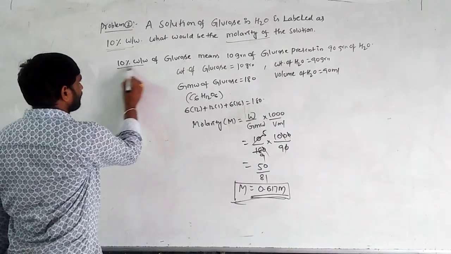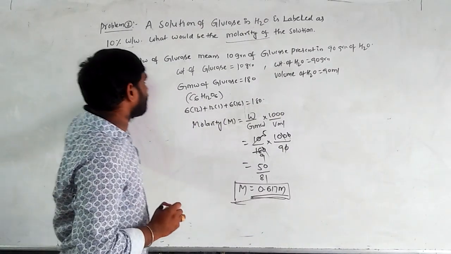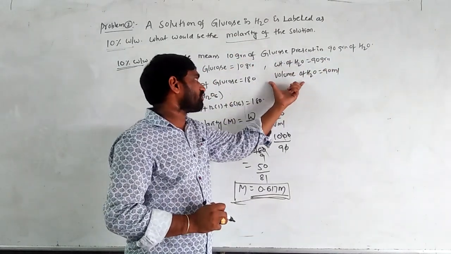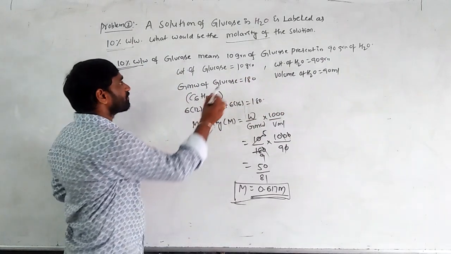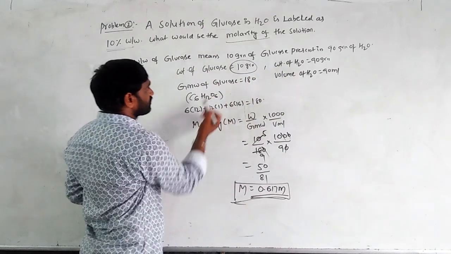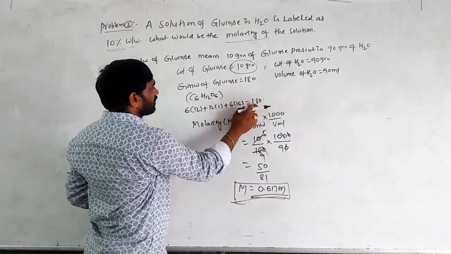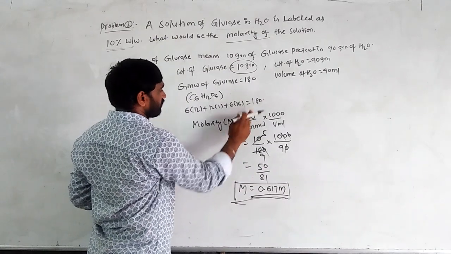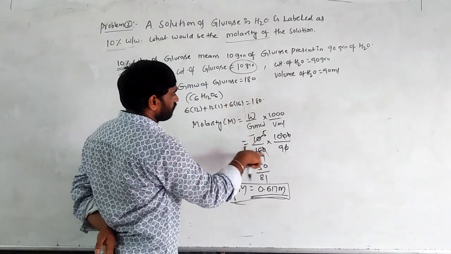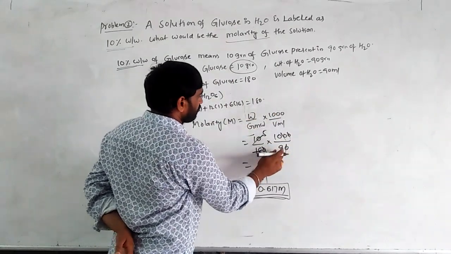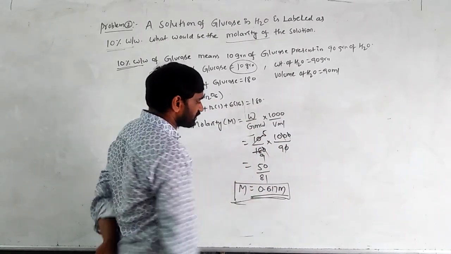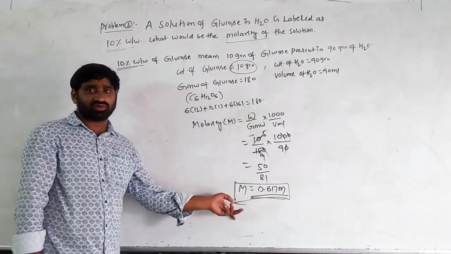So here, 10% weight by weight means 10 grams of glucose present in 90 grams of water. That means the volume of water equals 90 ml, and the weight of glucose equals 10 grams. The gram molecular weight of glucose equals 180. So molarity equals weight by gram molecular weight into 1000 by V in ml. Weight 10 by 180 into 1000 by 90 ml. Simplifying all these values, we get the answer 0.617.